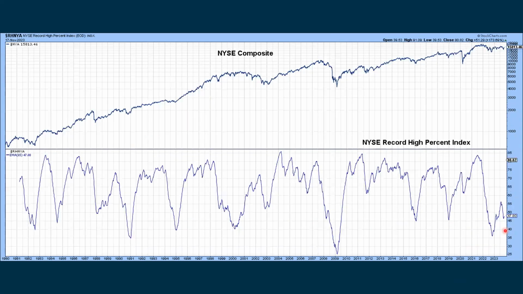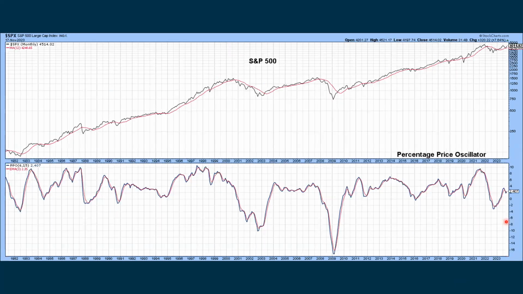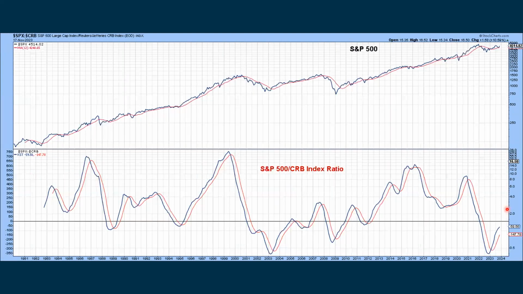Then we look at a daily chart of the NYSE composite and compare it with the record high percent index. This had been showing some weakness as the market's been under pressure. It's now starting to turn back up. We look at the S&P and then look at the momentum, where we're above the moving average on the top and we're starting to turn back up with the percentage price oscillator.